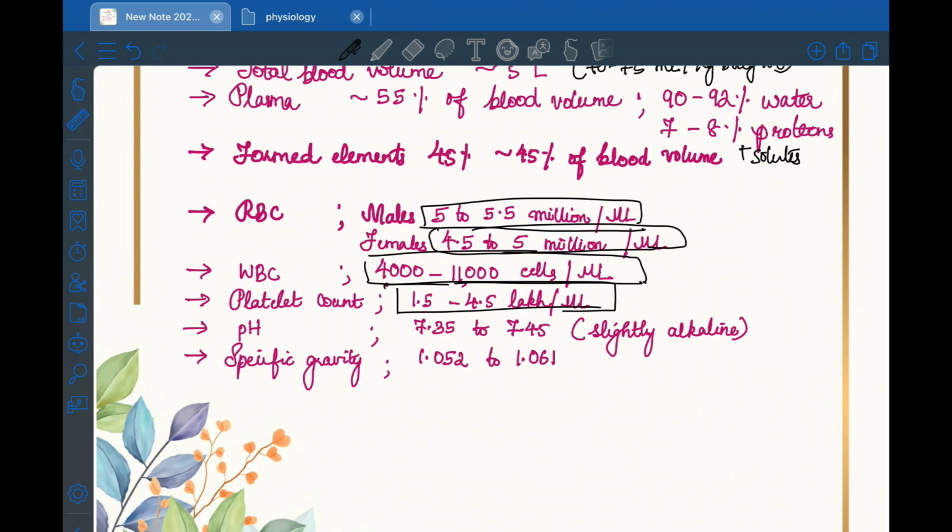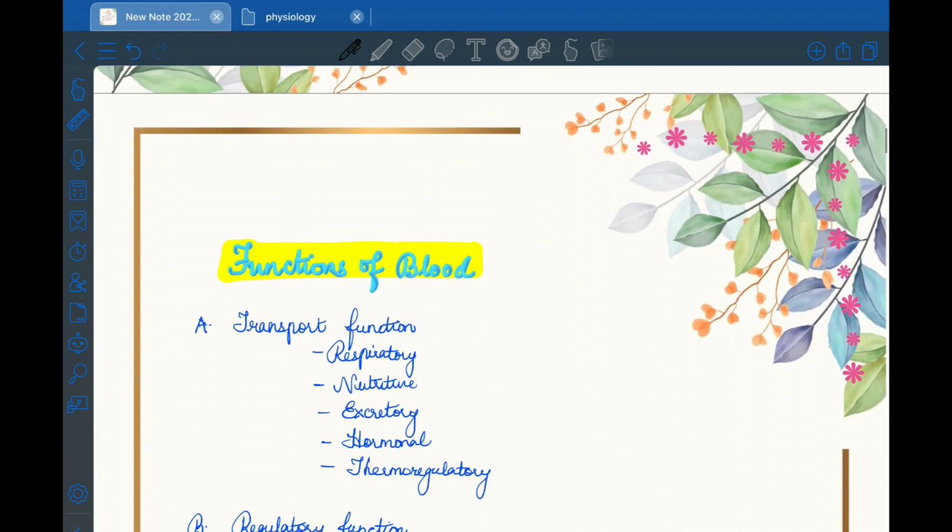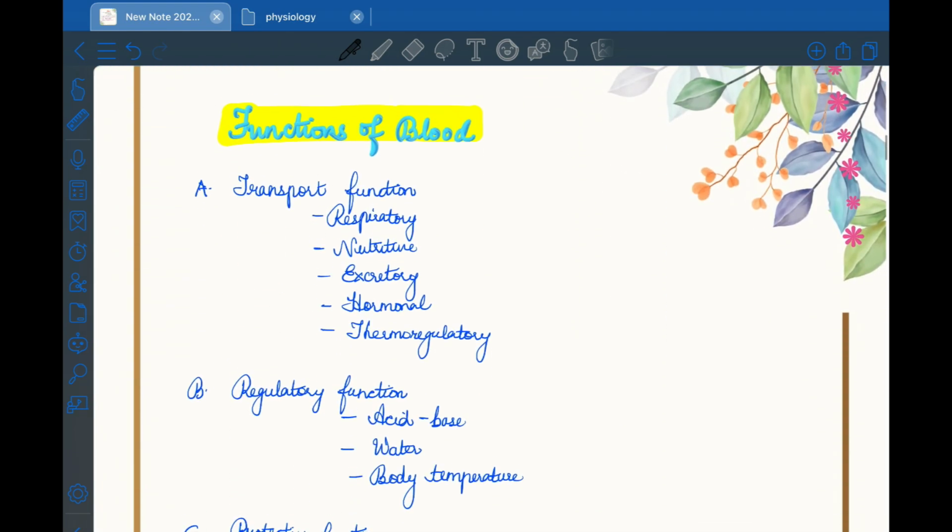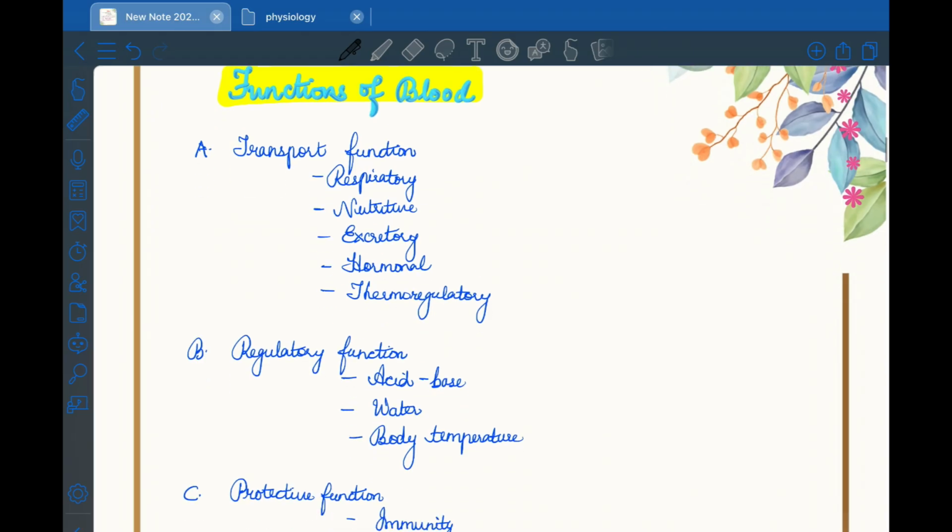The pH of the blood is 7.35 to 7.45, that is, it is slightly alkaline, and the specific gravity is 1.052 to 1.061. Coming towards the functions of blood, mainly the blood has got transport function, regulatory function, as well as protective function.